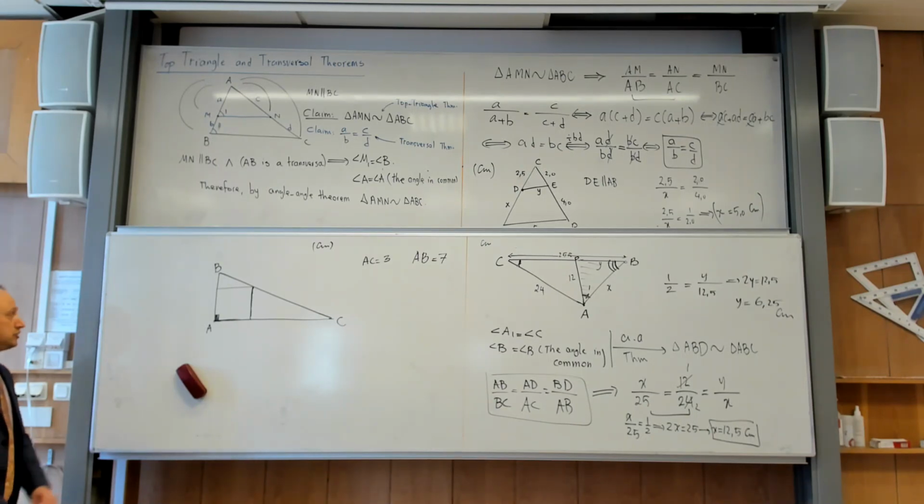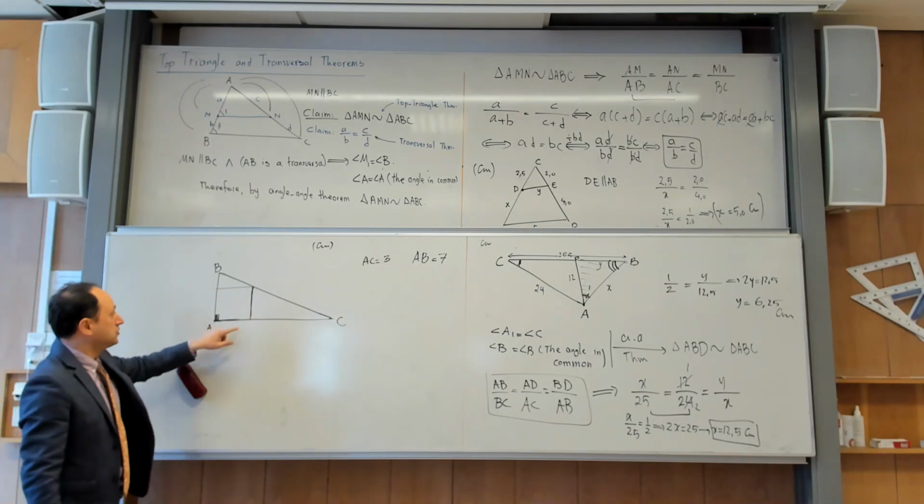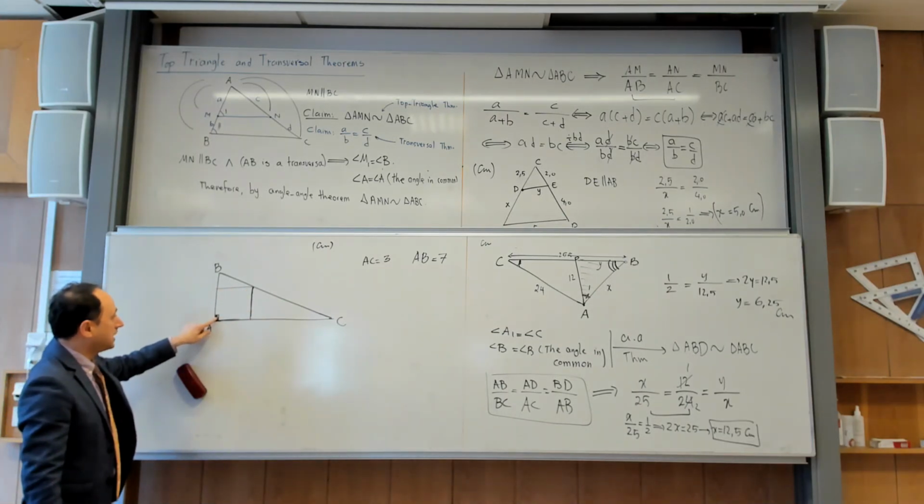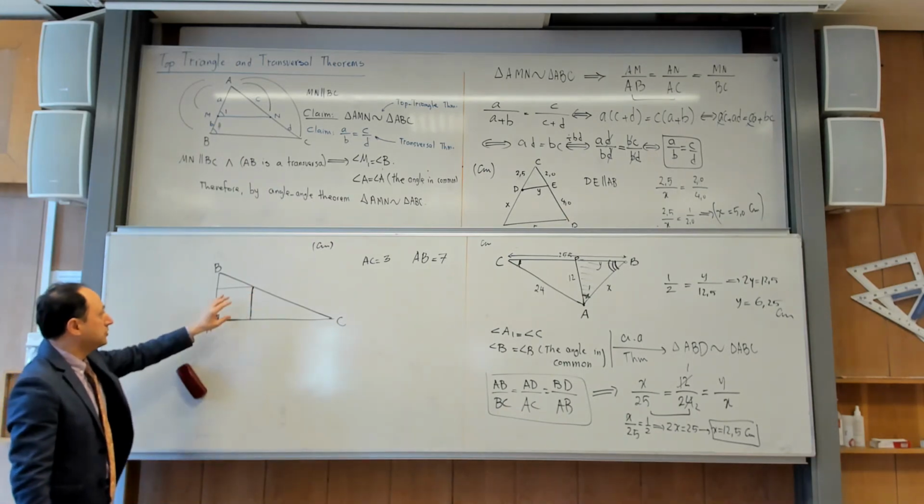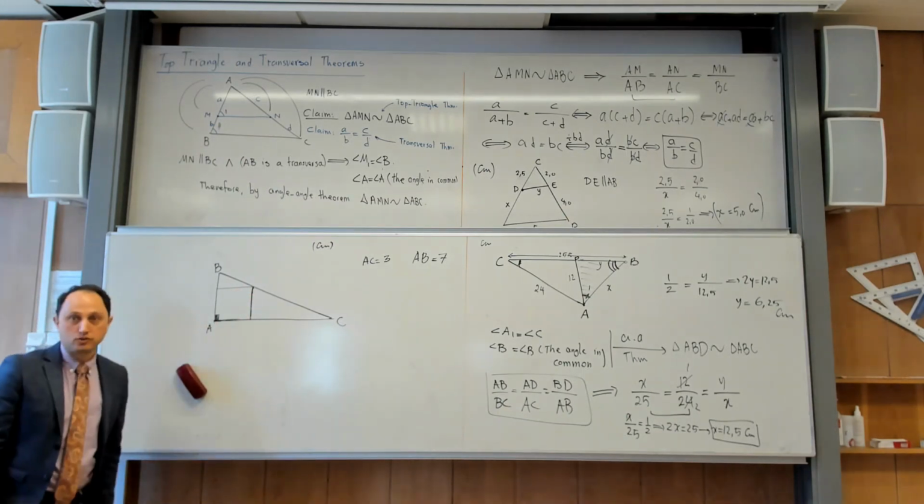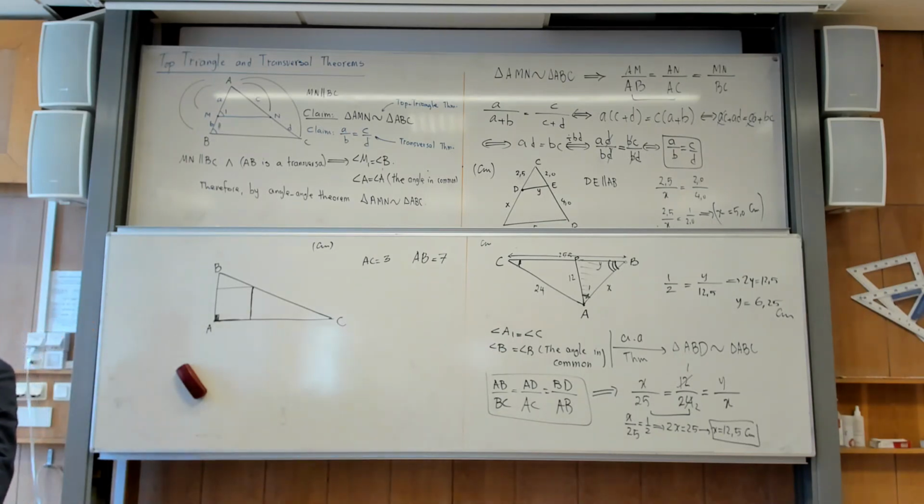So you see that this is a square, so automatically it means that this angle is 90. And then they have given you those two numbers, you are supposed to find the area of this square. So how do you think we can solve this problem?